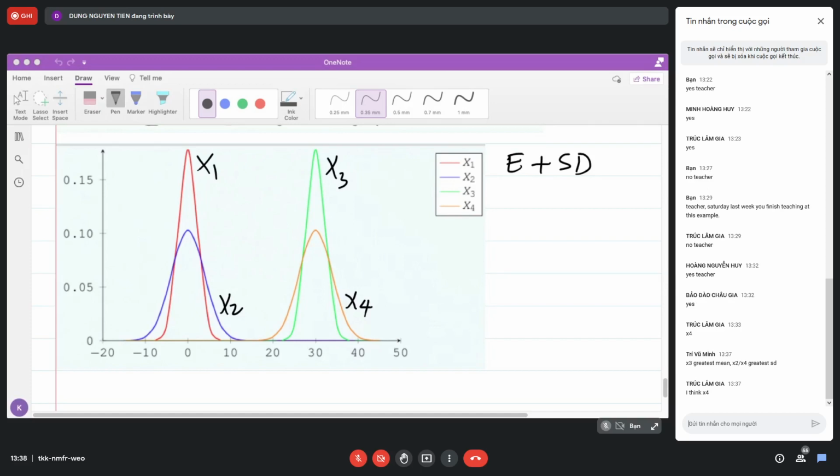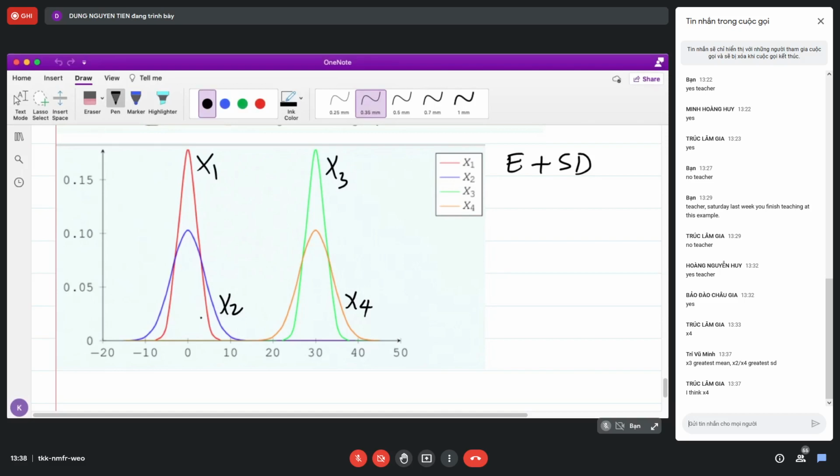It's X4. How about the others? X3 gives you the greatest mean. X2 and X4 give you the greatest standard deviation.